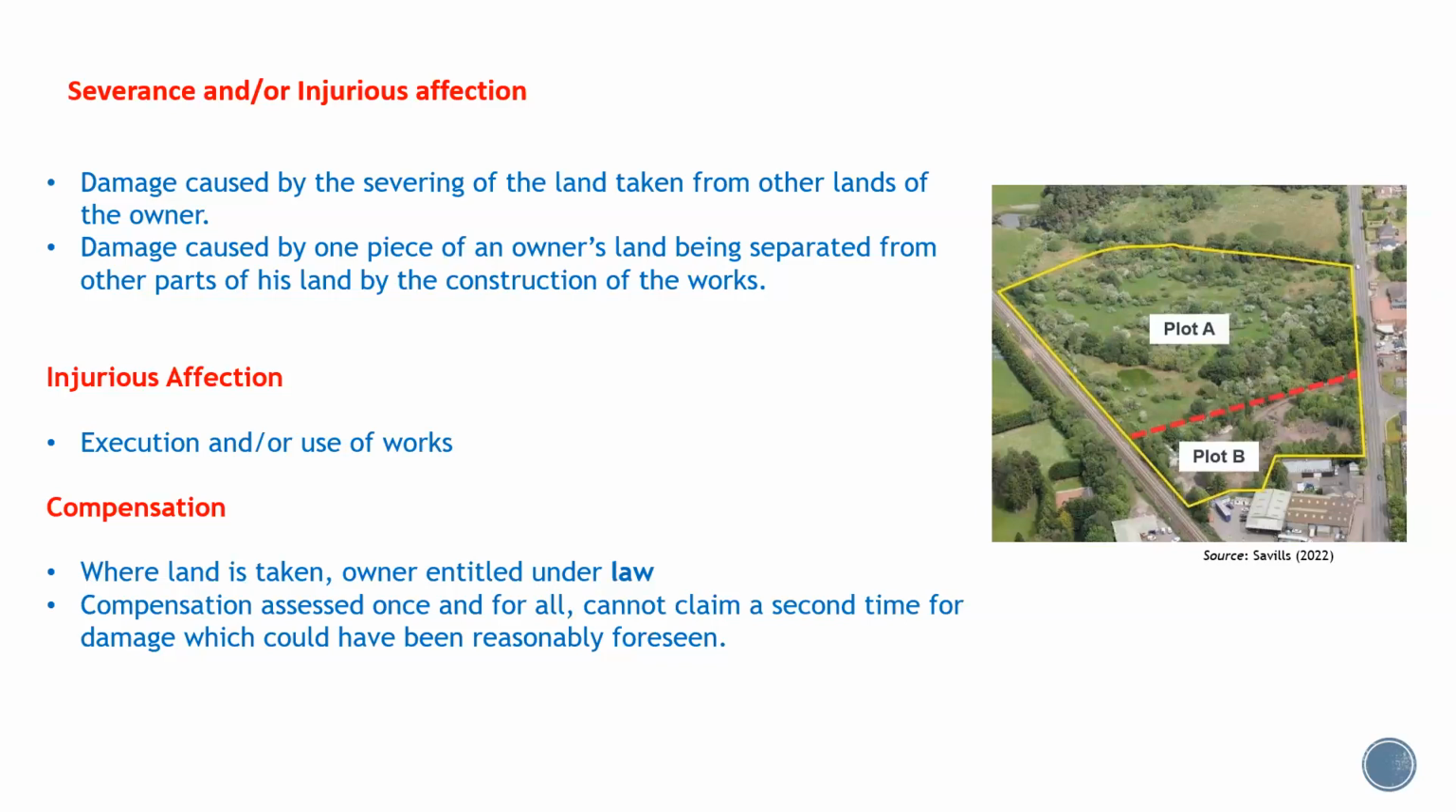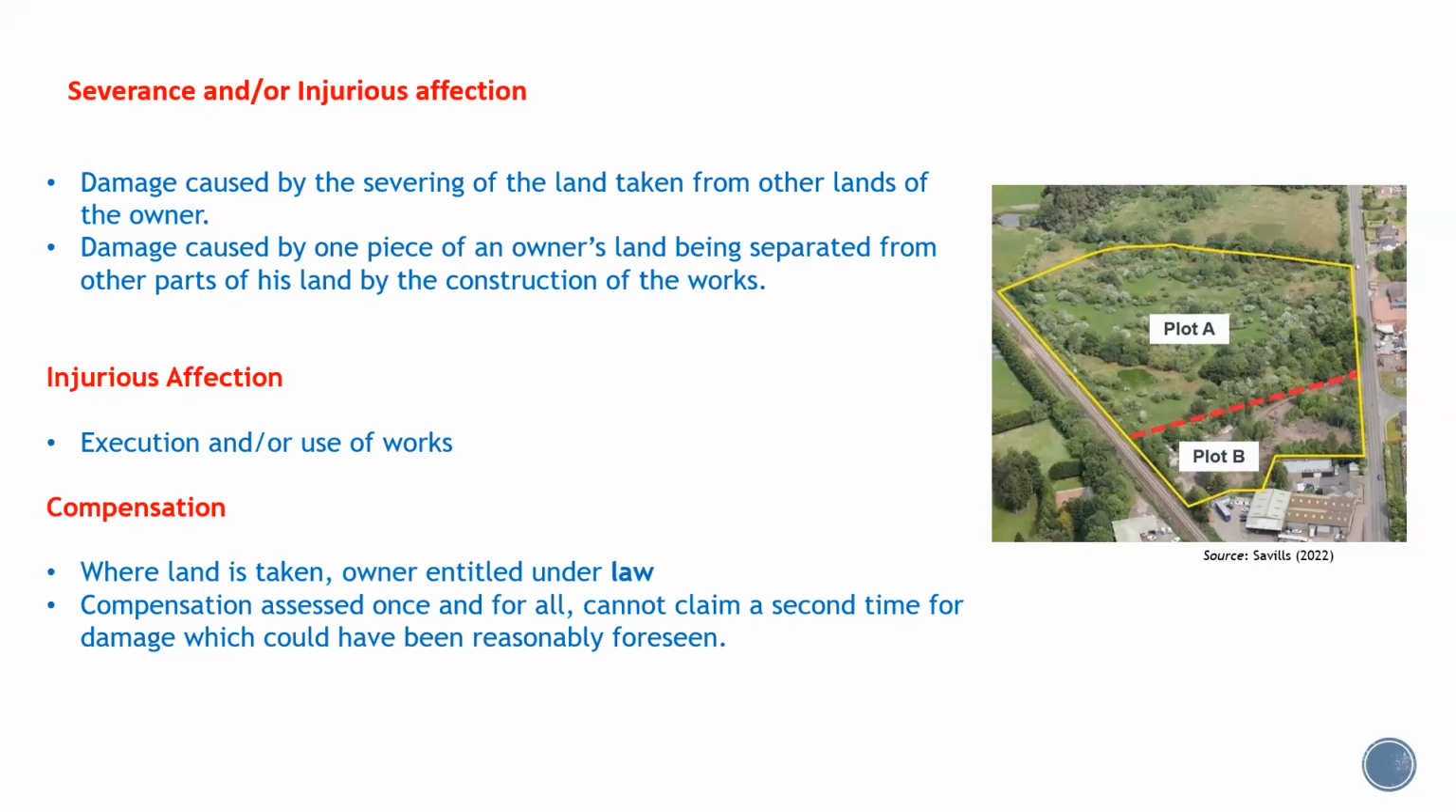We'll look a bit more at situations where only part of the land is taken and where no land is taken at all. This is the second claim heading, severance and injurious affection, although perhaps you could argue that severance and injurious affection should be different claim headings themselves. Severance occurs when part of the land is taken and there's damage to the remaining land due to being smaller, or its shape and layout makes it less valuable.